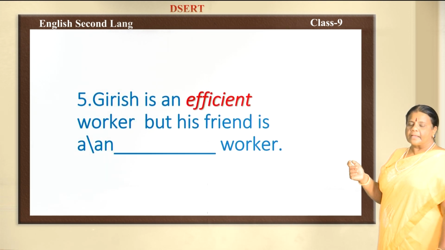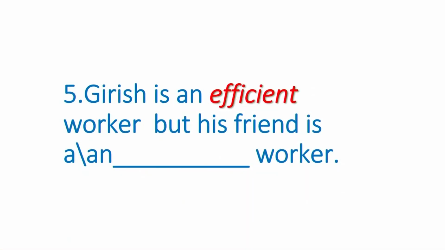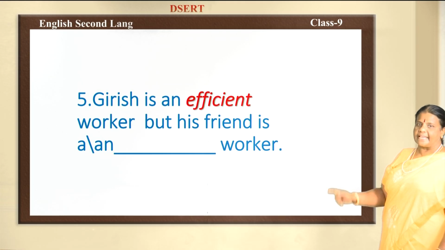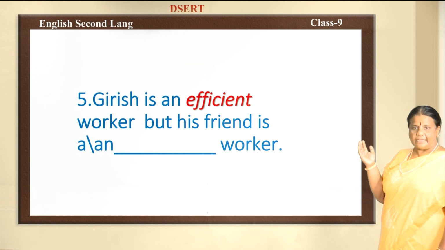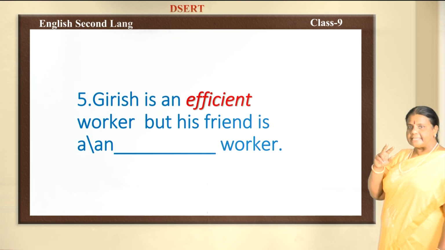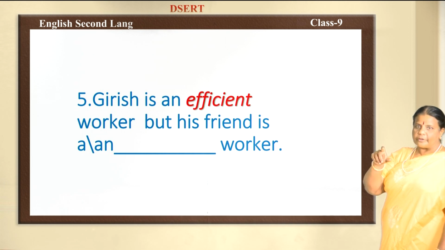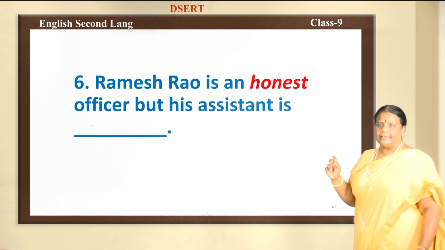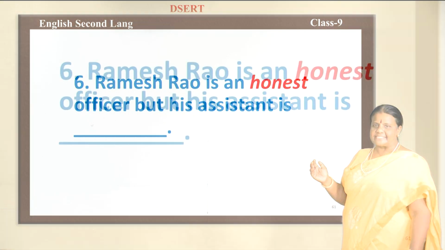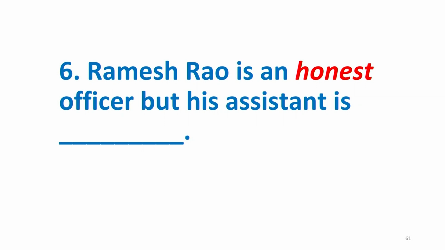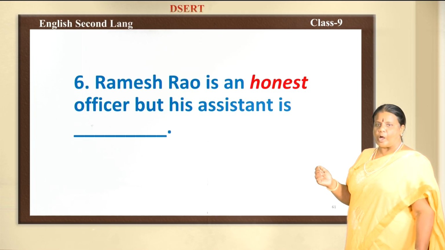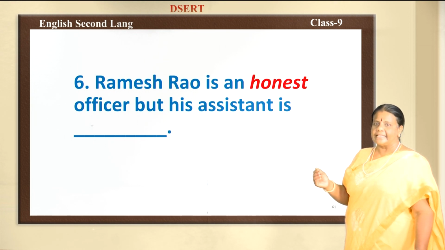The next one: Girish is an efficient worker, but his friend is a or an dash worker. Here, two options are given, a or an. When you write the prefix, you have to see whether the word starts with a vowel sound. Based on that, either you use the letter a or you write an. Did you get it, children? The next one: Ramesh Rao is an honest officer, but his assistant is dash. Take it down, children.